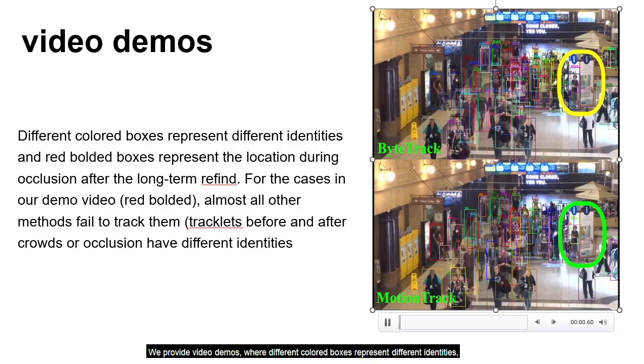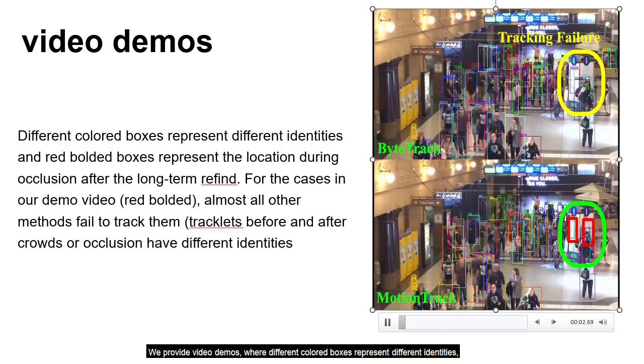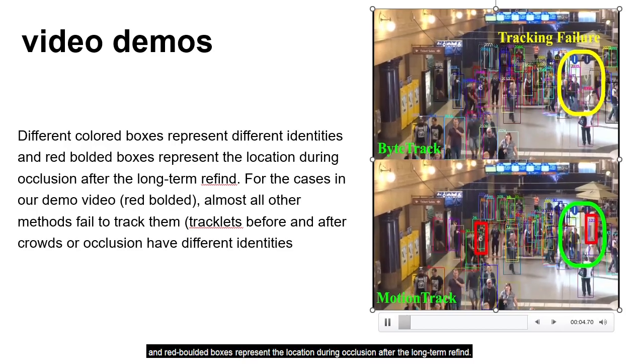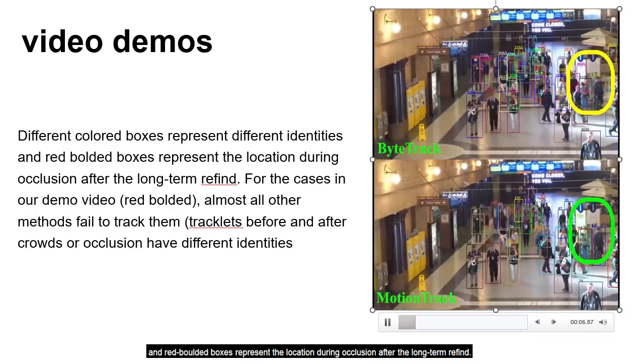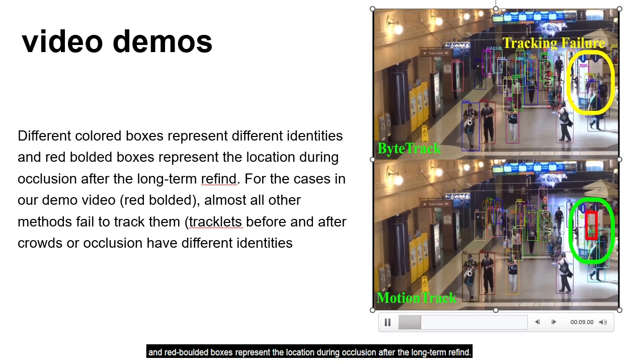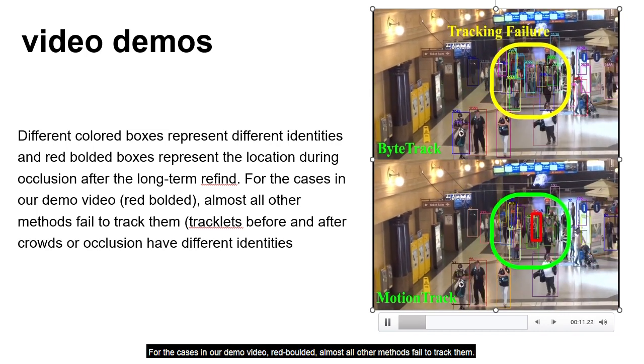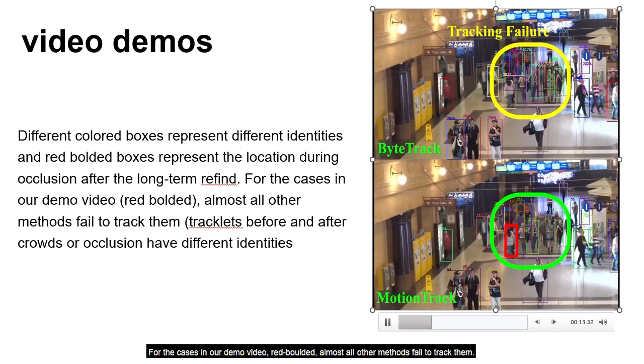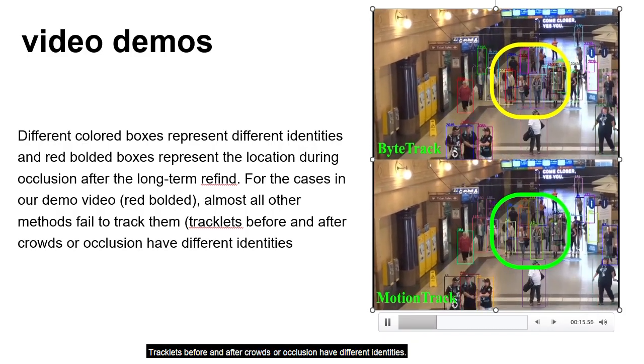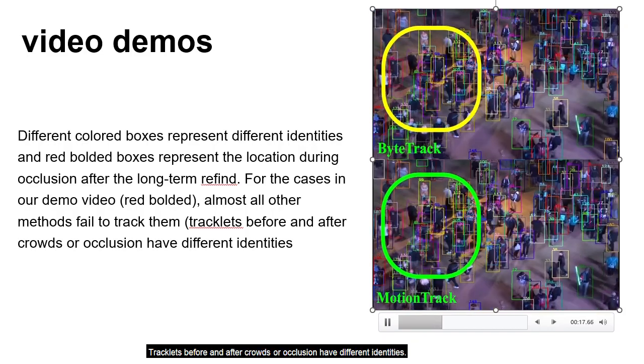We provide video demos, where different colored boxes represent different identities, and red bolded boxes represent the location during occlusion after the long-term refind. For the cases in our demo video, in red bolded boxes, almost all other methods fail to track them. Tracklets before and after crowds or occlusion have different identities.